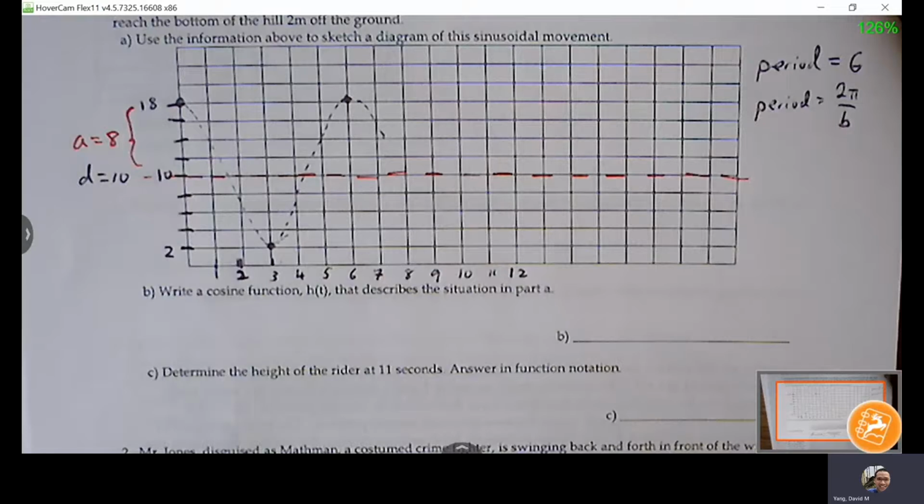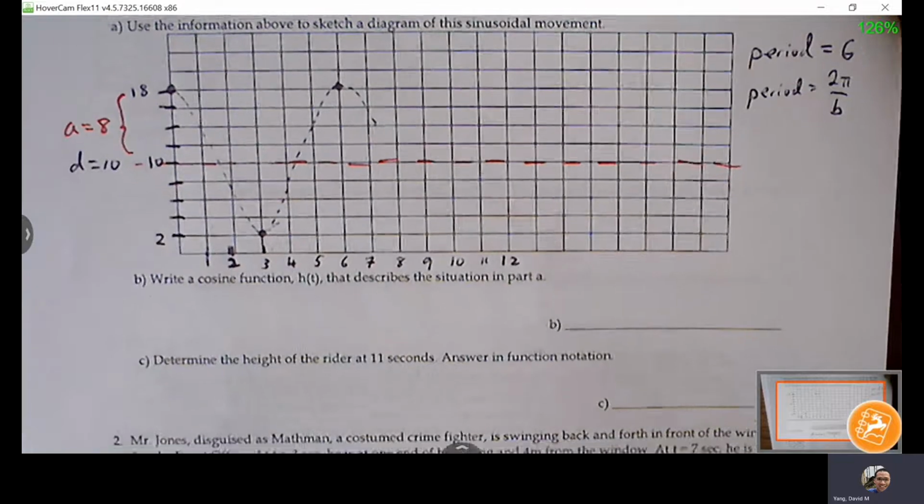Okay, this is an easier graph because we don't have to worry about any phase shift, right? It starts perfectly with the cosine, not even the reflection. We only have to find the A value, the B value, and the D value, right? We have everything that we need here.